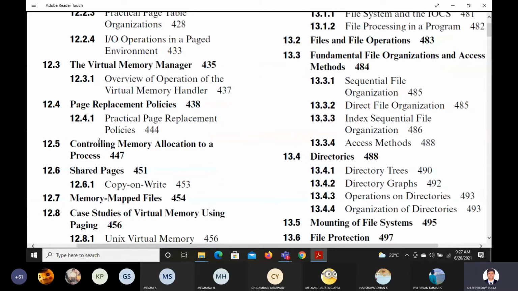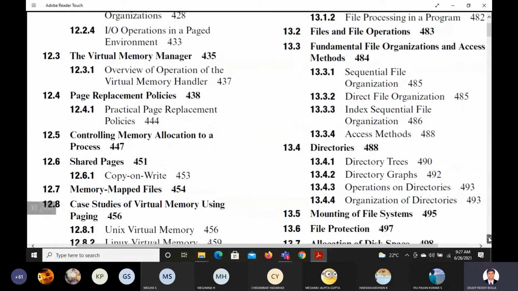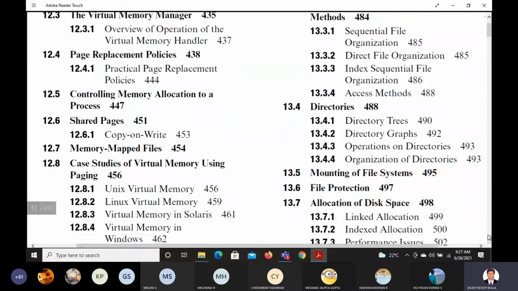After this, nothing they are given. After 12.4, straight away you go to case studies. Case studies, Unix and Linux. Unix memory operation and Linux memory operation, how is it done? They are given. Which means those pages are not required. Only this is hardly 5 marks, like that you can prepare. So this part you can forget about it.